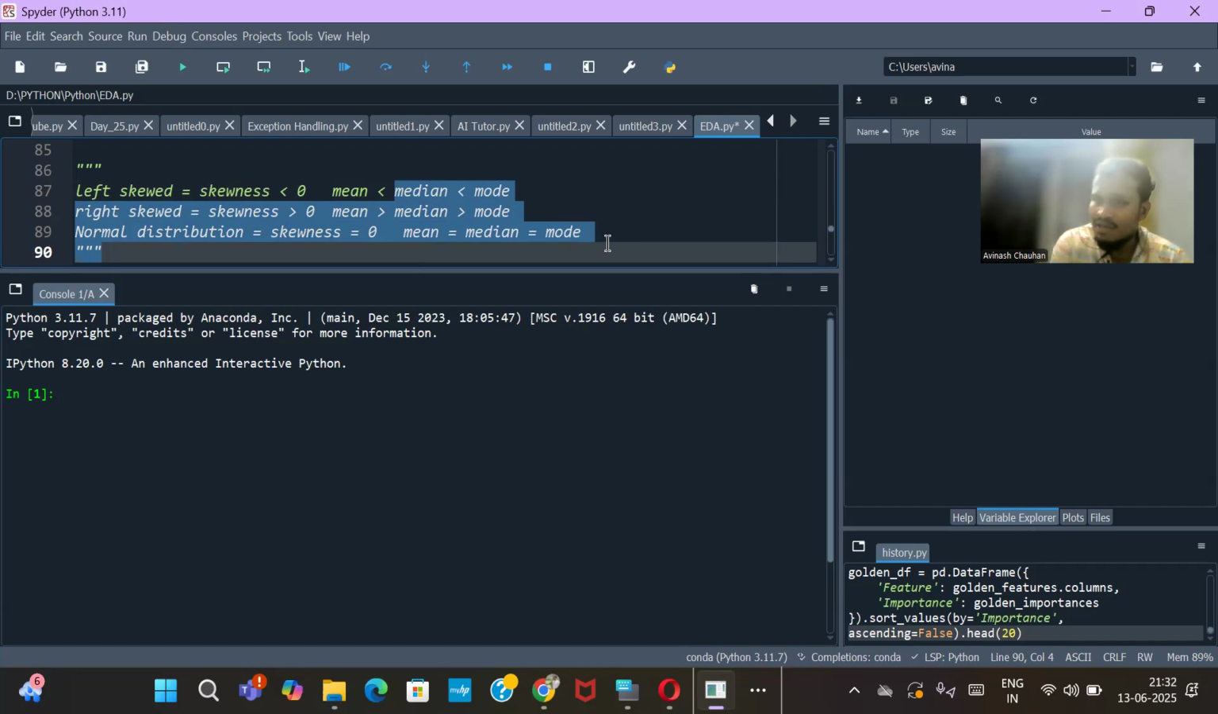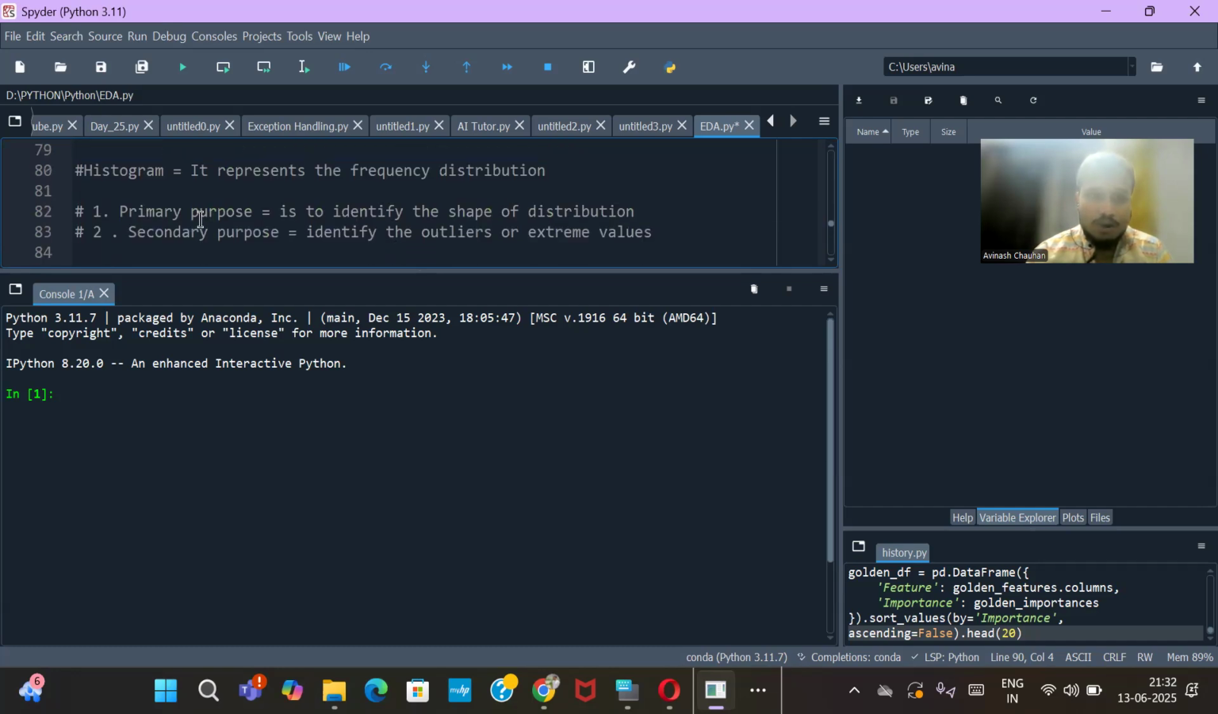If the skewness value is less than 0, then we can determine it. And also you can check with the first moment business decision, you can calculate mean, median, mode. If the mean is highest among all, then you can say that it is right skewed. If the mean is lowest among all, then you can say it's left skewed. If mean is equal to median is equal to mode, then you can say that it is normally distributed. So we discussed about histogram, we discussed about skewness. And tomorrow we will discuss about kurtosis. What do you mean by kurtosis? So just note these things.